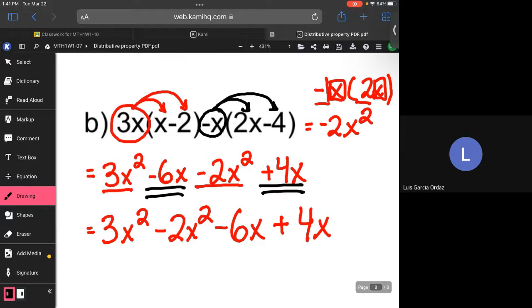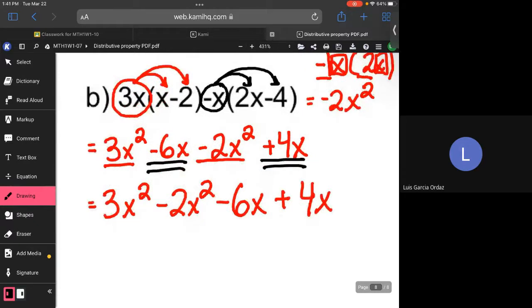So I have 3x squared minus 2x squared minus 6x plus 4x. So who wants to tell me what that simplifies into? Laura? X squared minus 10. Okay. What's negative 6 plus 4? It's negative 2. Negative 2x. Perfect. Yes, Bashar?